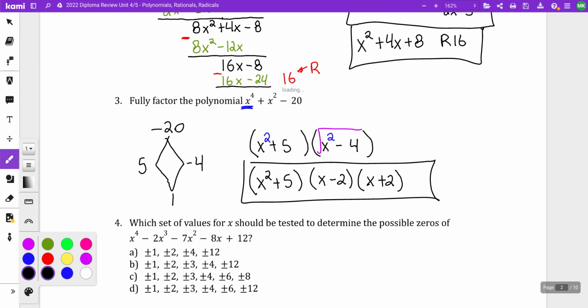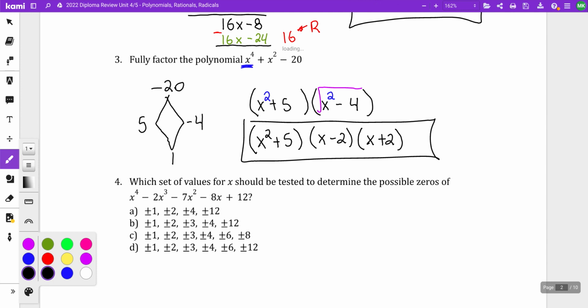All right, number 4. We talked about potential zeros in this unit, so trying to predict where x-intercepts might be when you look at a polynomial, and trying to predict things that might factor into something, that might divide into a polynomial. The way that you can do that is by looking at something called your potential zeros or possible zeros. I call them potential.